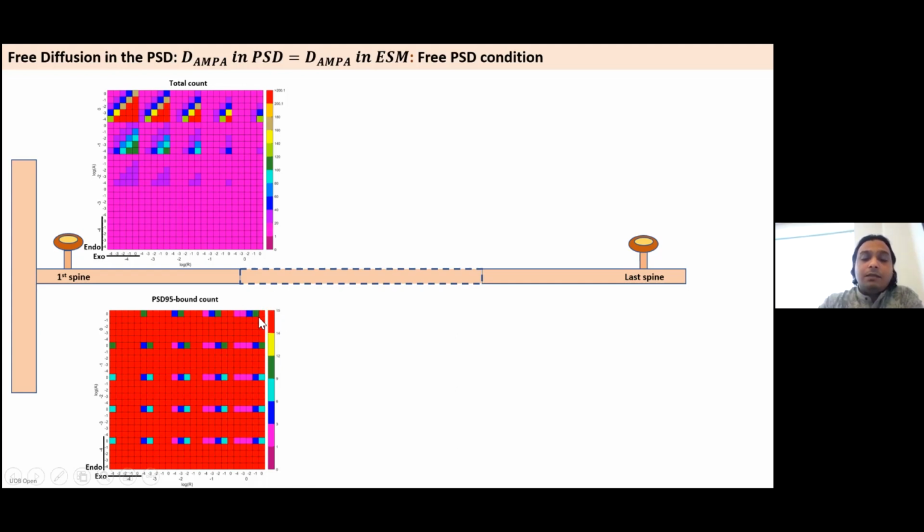So there are as many available slot proteins, and the range in the total count in this color zone is 1 to 20. The free receptor counts are very low in comparison to the bound count, and most of the total count is constituted by the PSD95 bound count.